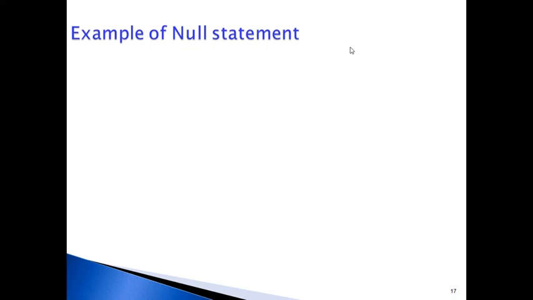Example of a null statement. Here is a for loop. The for loop statement is written as i equals 1; i less than or equal to 100; i plus plus. Immediately after the for loop statement we wrote one semicolon. The meaning is the end of the for loop. The body of the loop is empty.